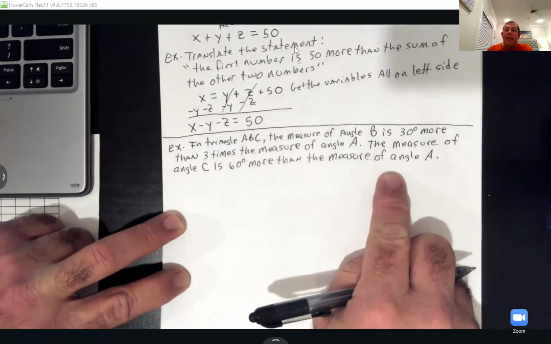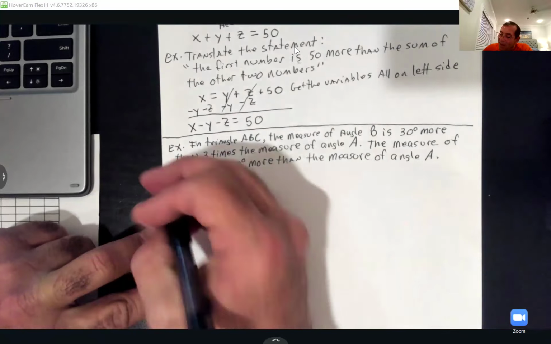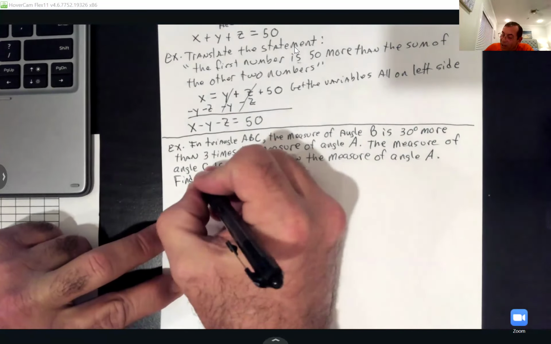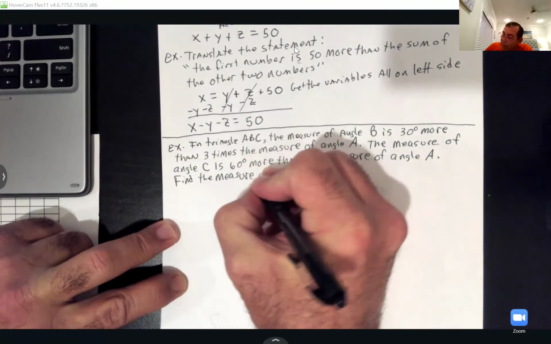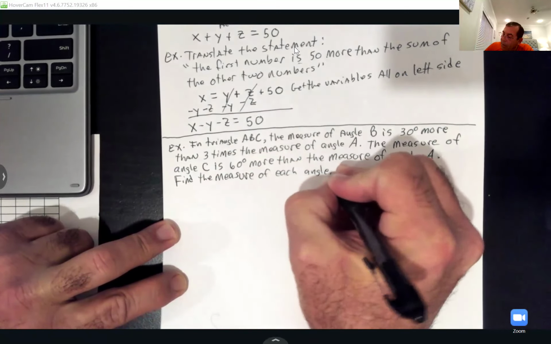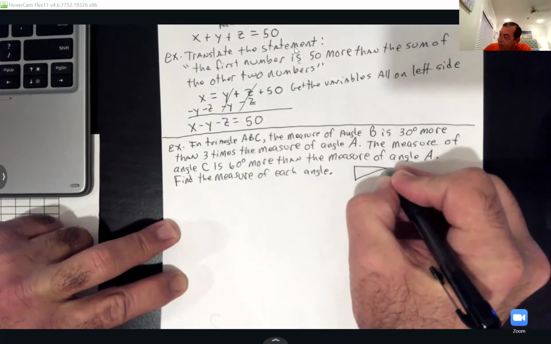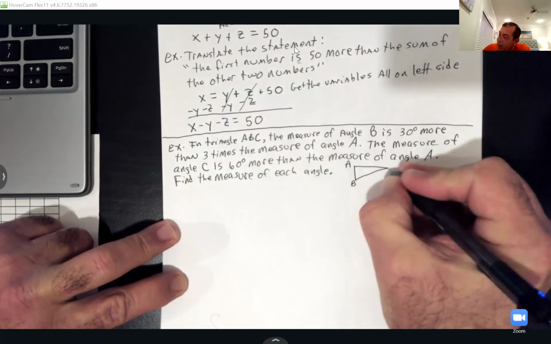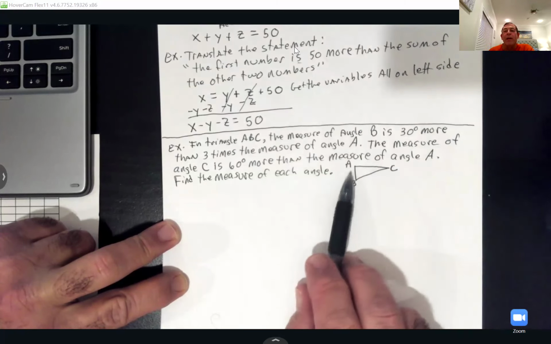So that's going to give me my second equation based off of this sentence. But y'all, that's all they gave me. Next, they say, hey, find the measure of each angle. So basically, we got this triangle sitting here. We don't know the measure of all these angles. Here's A, B, and C. But they want me to find the measure of all three of the angles.